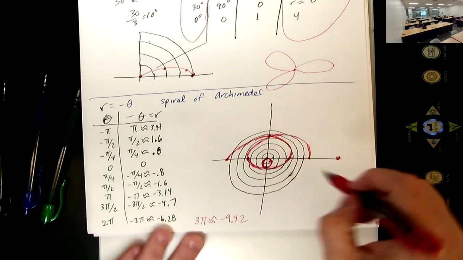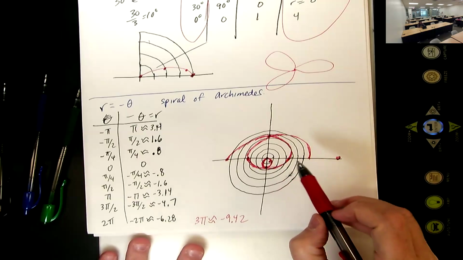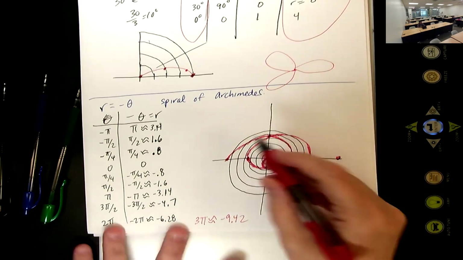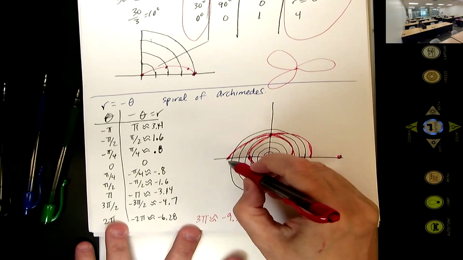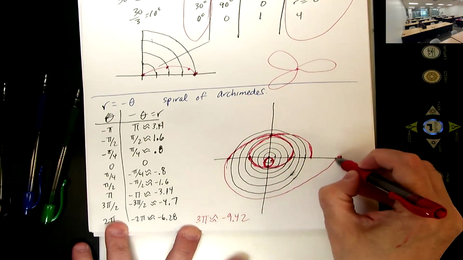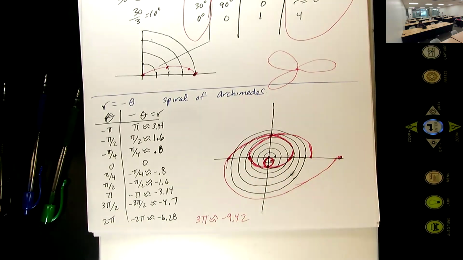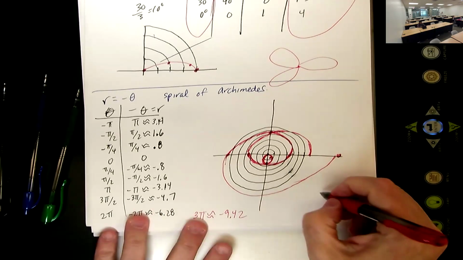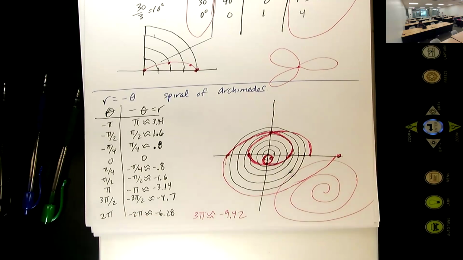Or was that 2 pi? 2 pi was over here. 3 pi is getting us somewhere like that. We're spiraling outwards. It's making a bigger sweep and just keeps going further out. But then when you do the negative theta, it's doing the opposite direction. That's called the spiral of Archimedes. Kind of neat.